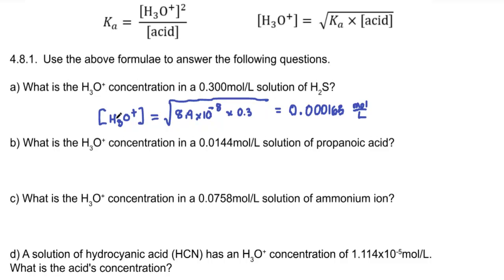I'll do one with the Ka formula just to prove that it works. What is the H3O concentration of blah, blah, blah, propanoic acid? So the acid constant of propanoic acid is, rapidly scan the data book, I get 1.3 times 10 to the minus 5. I'm using this now, so Ka equals the H3O concentration, which I don't know yet, and that's squared, divided by, and the acid concentration is 0.0144.